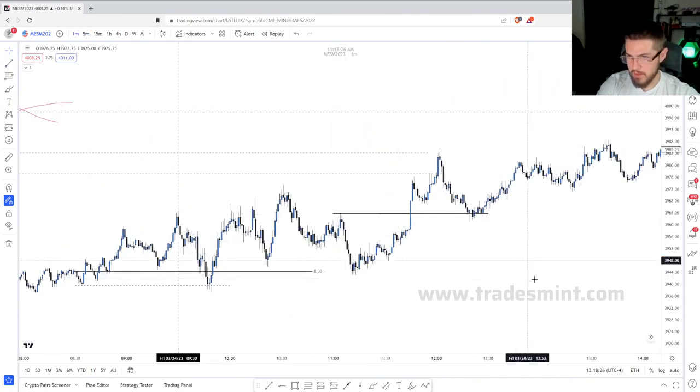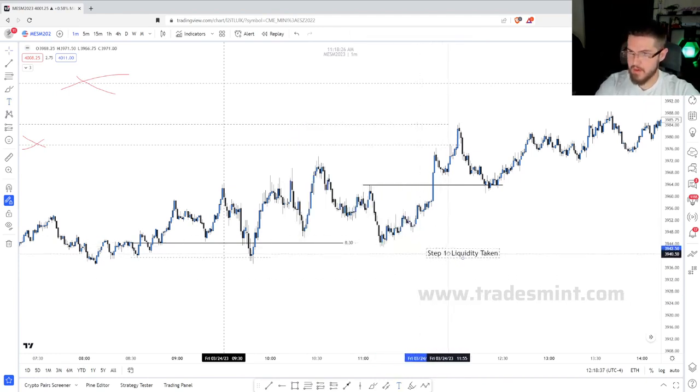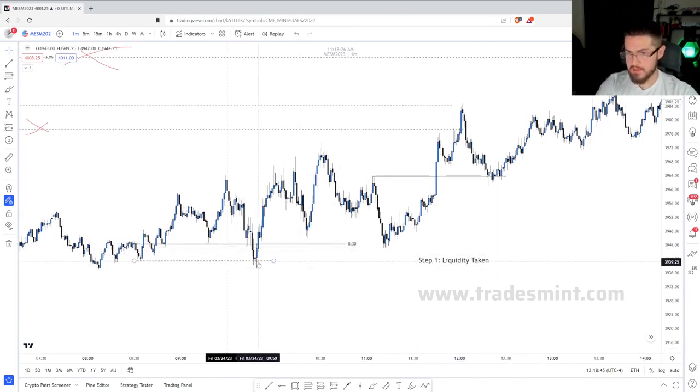So once liquidity is taken, because that's going to be step one of this strategy. So step one, liquidity taken. And really what this is, a model that I've shared with you guys, and it's very similar to the ICT model, but it's breaking it up and pyramiding it and not taking the same trade and holding it the entire time. So for instance, liquidity is taken here.